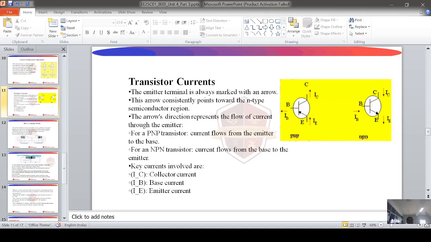Then transistor currents. Three currents flow in a transistor: emitter current denoted as IE, base current denoted as IB, and collector current denoted as IC. The arrow on the emitter indicates the direction of conventional current flow. For NPN transistors, the arrow points outward, while for the PNP transistor it points inward.